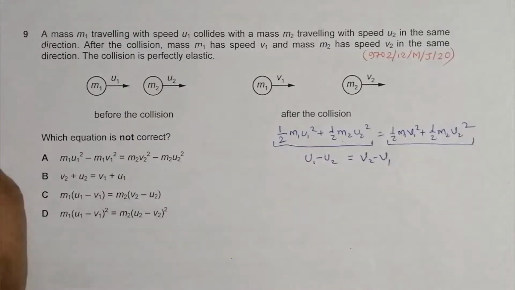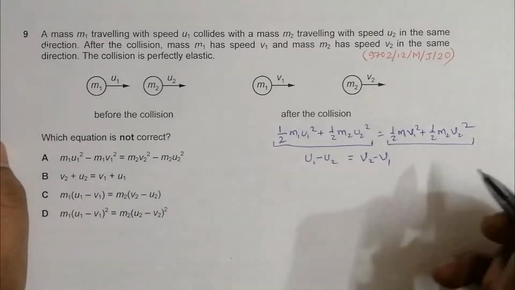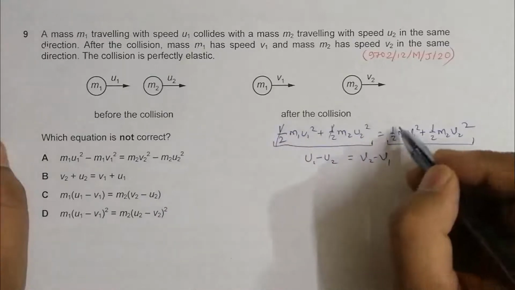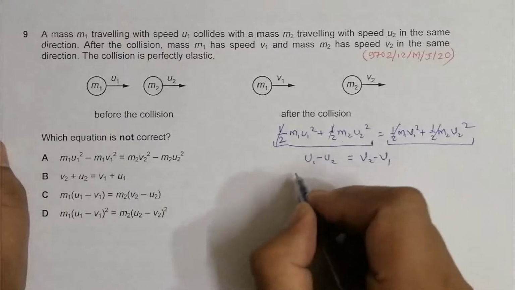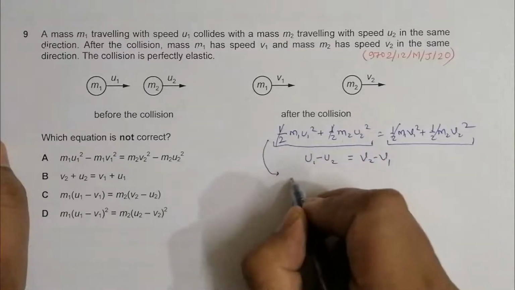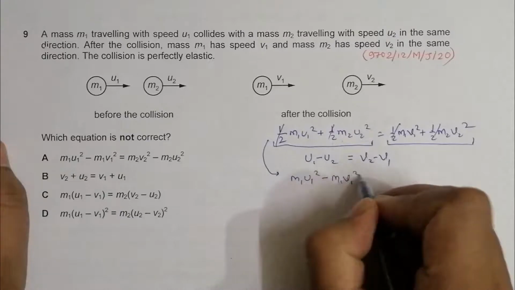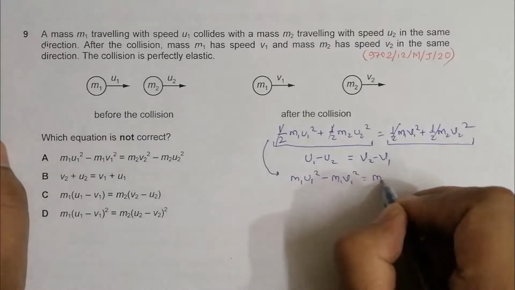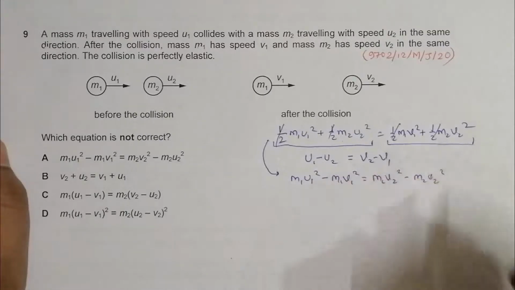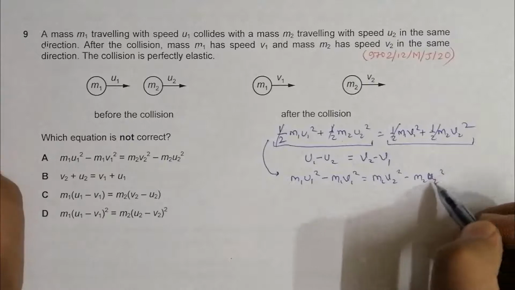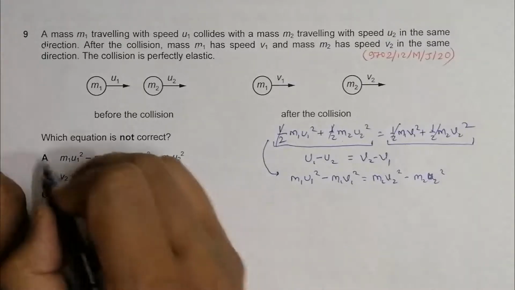So the first one comes from somewhat like this. In this equation, let me cancel the half. Let's bring v1 here. From this I can obtain m1 u1 square minus m1 v1 square equal to m2 v2 square minus m2 u2 square. So this is true, so it doesn't qualify for the answer.